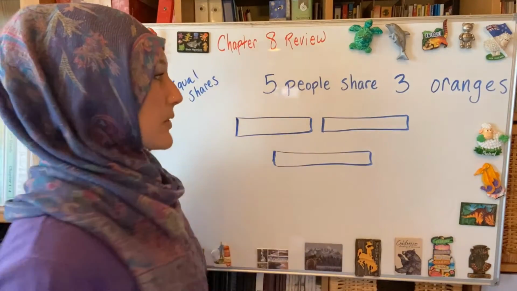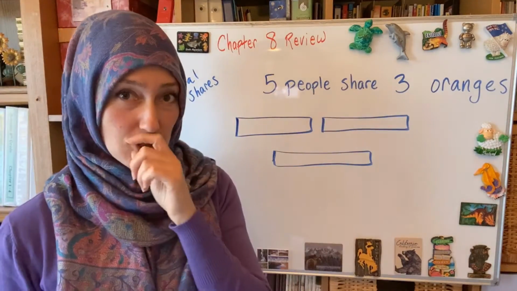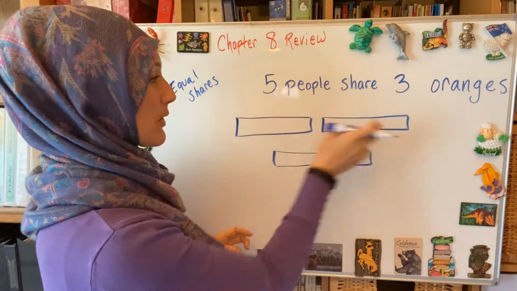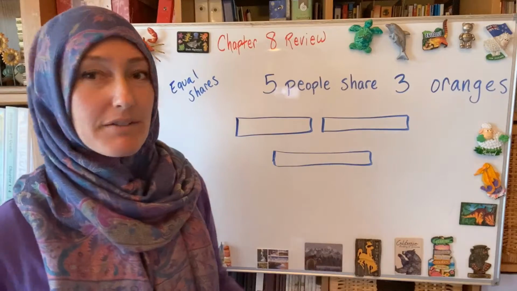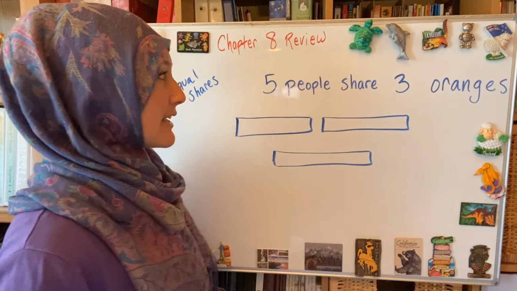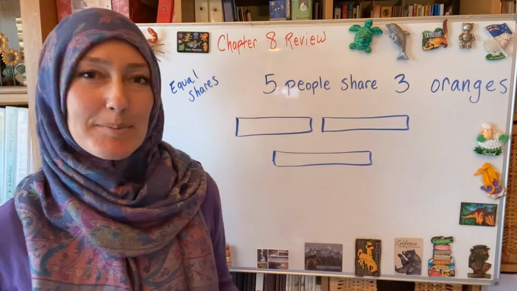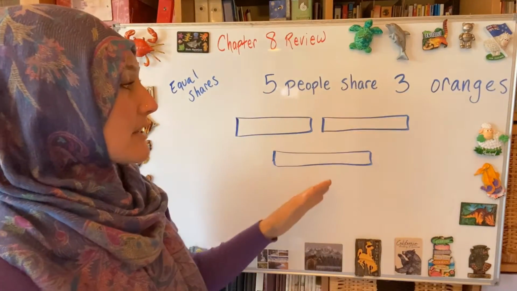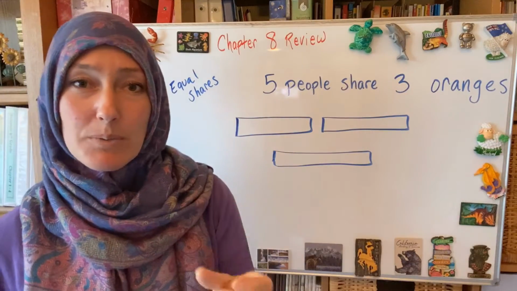So I have my 3 oranges. If 5 people are going to share it, I think, well, I can't have a person take a whole orange because there wouldn't be enough. If I cut it in half, that's 2, 4, 6, that's 6 pieces. That's not going to be even. I'm going to have a leftover piece. So how am I going to cut these so that 5 people get an equal amount?